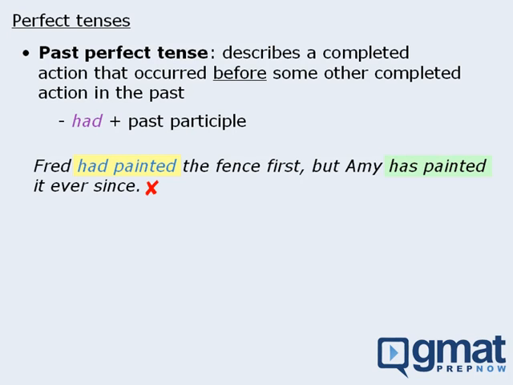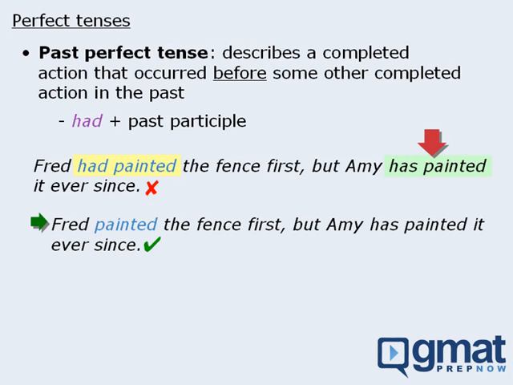In fact, the present perfect tense form of has painted tells us that the painting may extend into the present and into the future. Since Amy's painting is not a completed action, we cannot use the past perfect tense had painted. Now, since Fred's painting was completed in the past, we can express this action in simple past tense form to get Fred painted the fence first, but Amy has painted it ever since. Okay, that's all I want to say about past perfect tense.